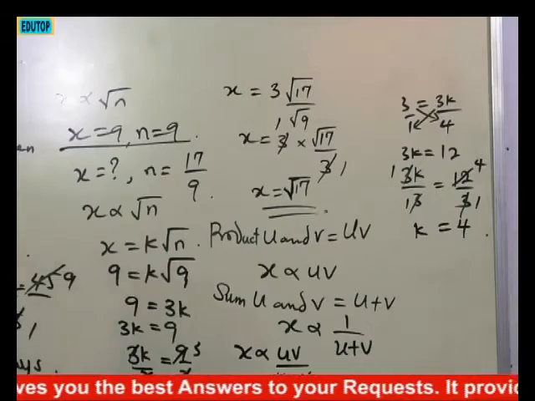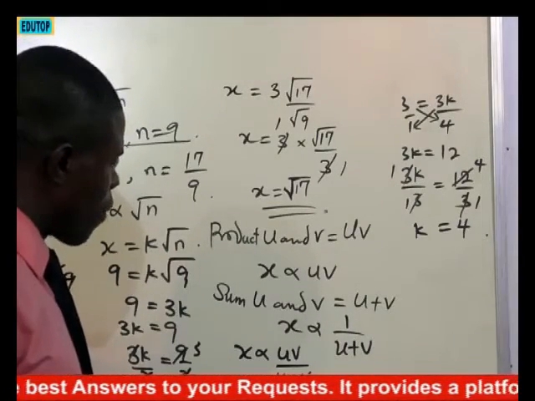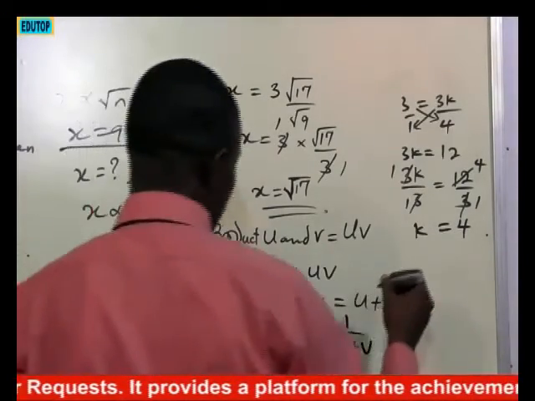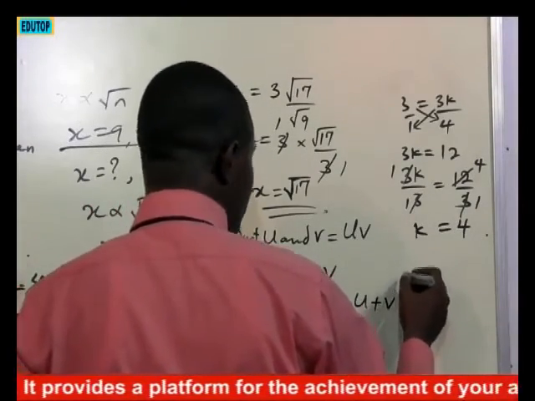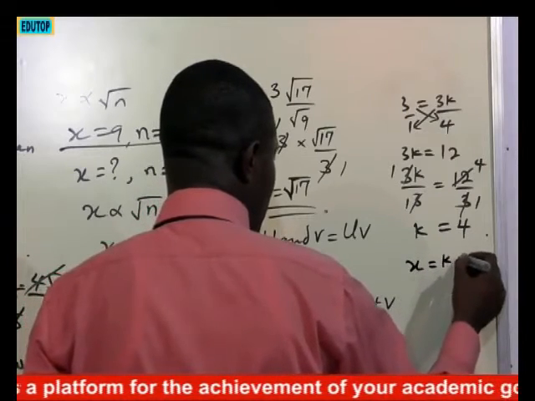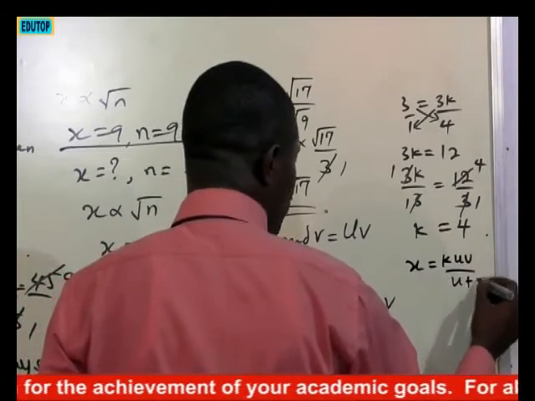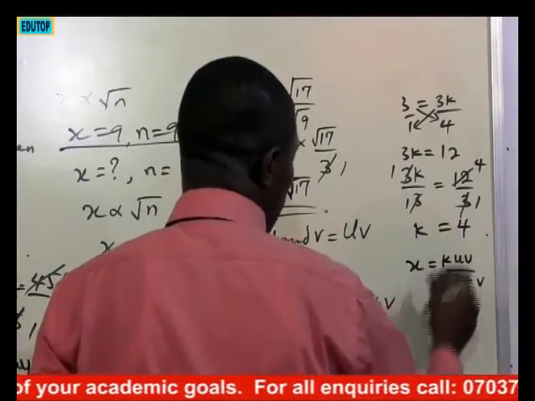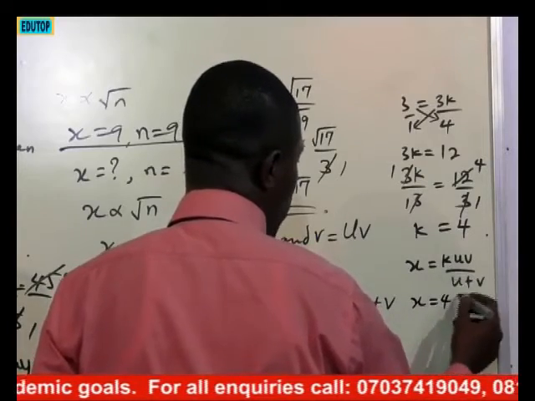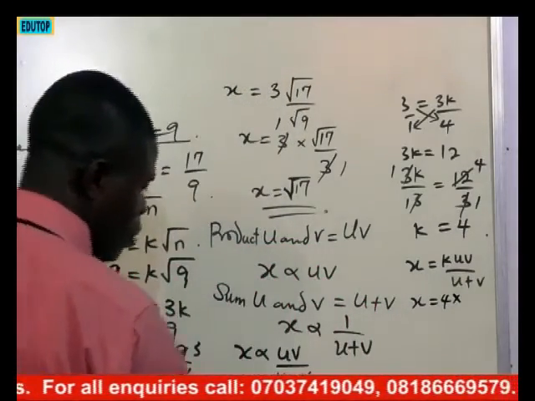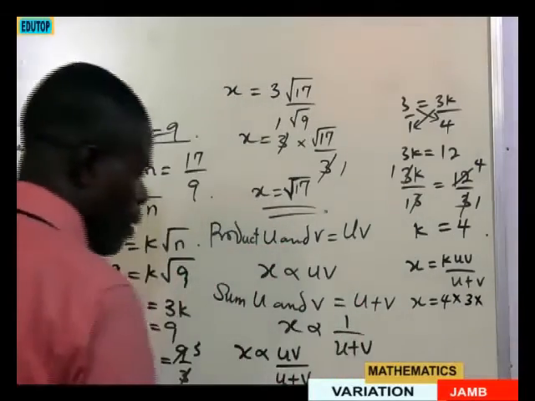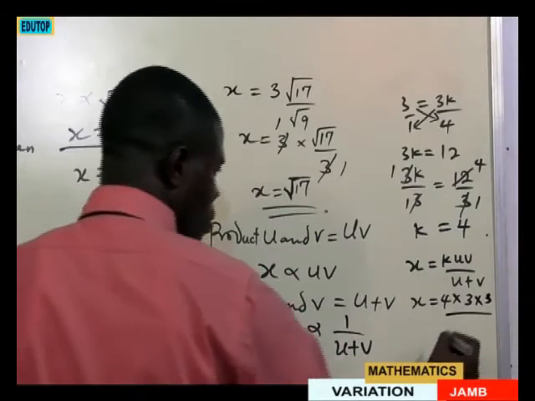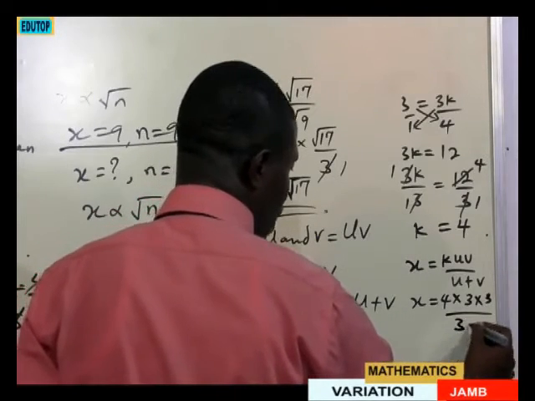Our K is 4. The second situation now, we are asked to look for X when our U and V are known. What is the relationship? The relationship is X equals K UV over U plus V. Now, what is our K? We have calculated our K to be 4. So our X will now be K, which is 4, times U. What is the value of our U? 3. Times V. What is our V? 3 again. Over, what is our U? Our U is 3. What is our V? Our V is 3.